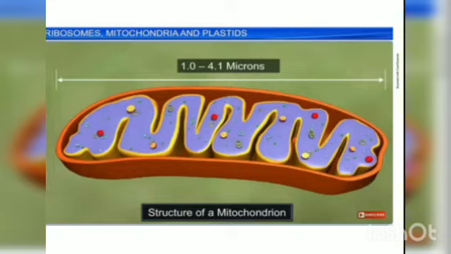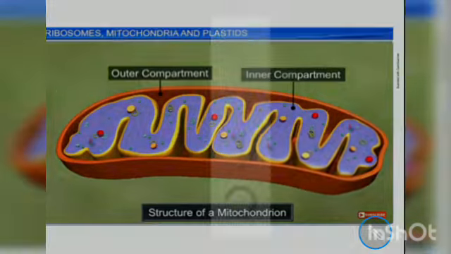Now listen, the length of that cylindrical mitochondria is about 1 to 4.1 microns, whereas its diameter generally ranges from 0.1 to 1 micron. Remember that the diameter ranges from 0.1 to 1 micron. So this one is the size of your mitochondria.